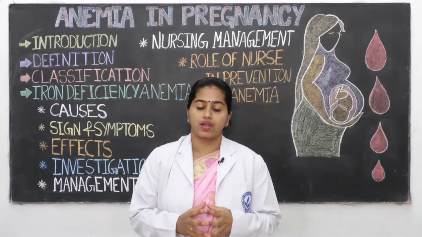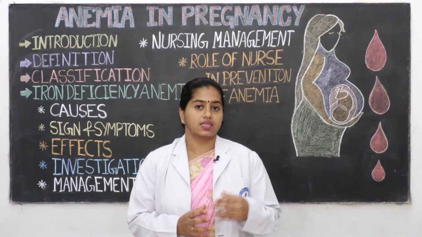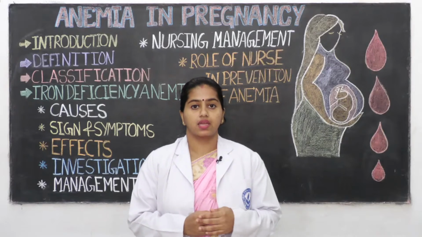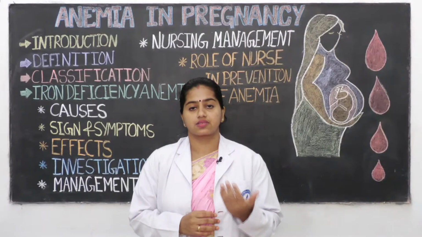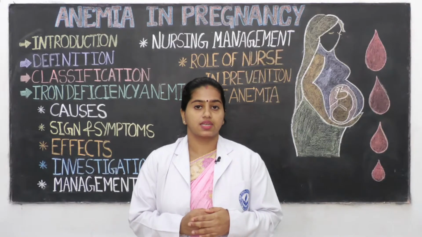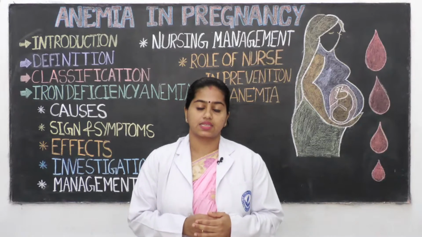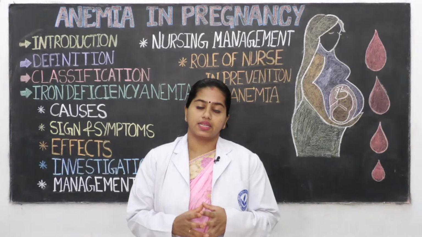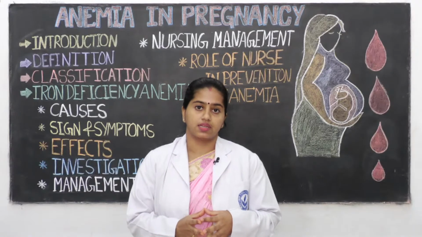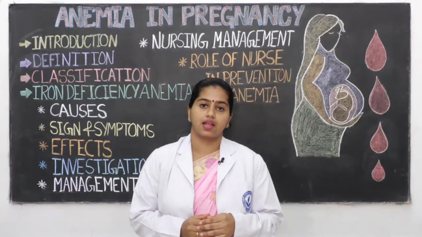So the woman's body needs a greater amount of hemoglobin, which is essential for supplying oxygen throughout the body. This extra demand is essential in the second half of pregnancy due to the growth of the fetus and the growth of the placenta. So the whole body needs more oxygen supply.